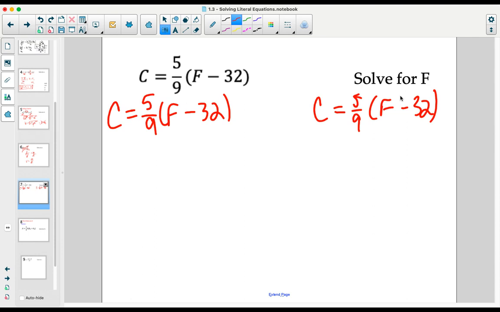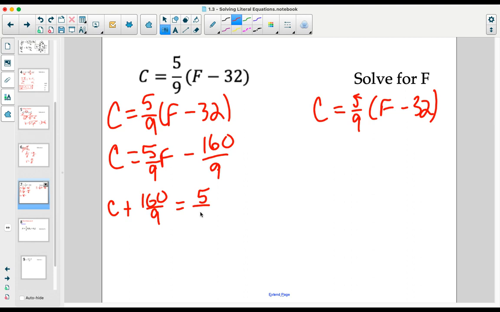So the first way that we're going to do this is pretending that you just absent-mindedly made the decision to distribute. So you ignored all of the things we talked about inversing and reversing the order of operations, and you just made the decision to distribute. If you distributed the right-hand side in an effort to solve for f, this is what you would have got. You would have then followed that with the addition of 160 over 9 to the left-hand side. So we would have c plus 160 over 9 is equal to 5/9 of f.